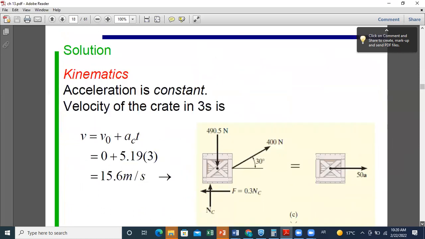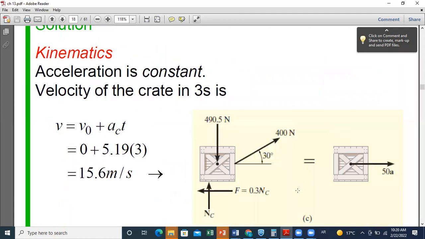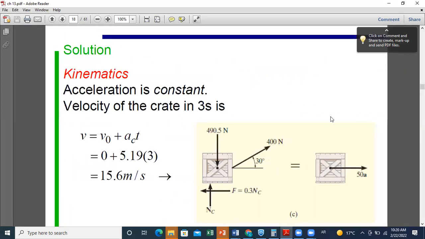Okay. Any question on this problem? Doctor, just to make sure, they told us that it started from rest. Yeah, it's starting from rest. Yes, this is why V0 is 0, okay?